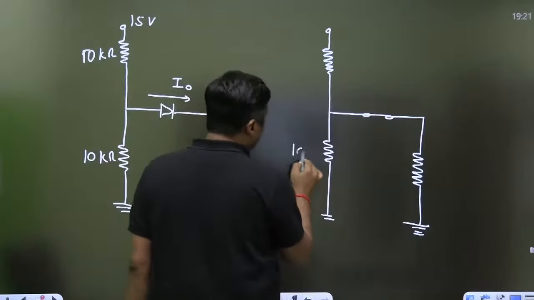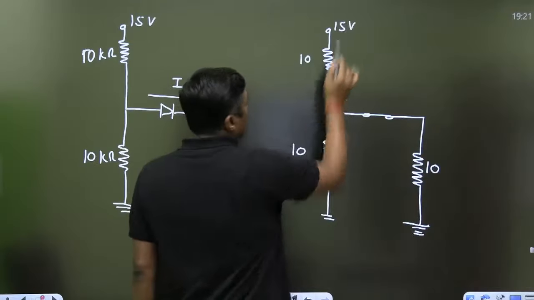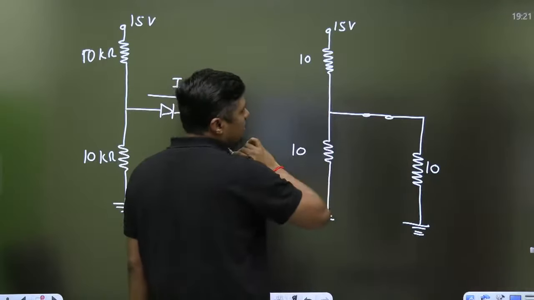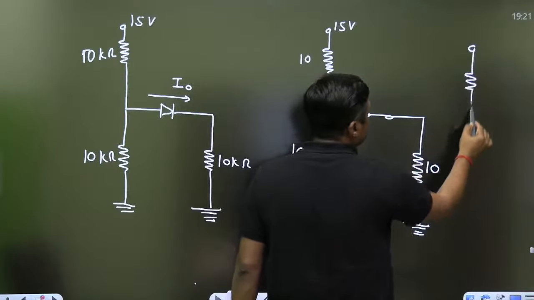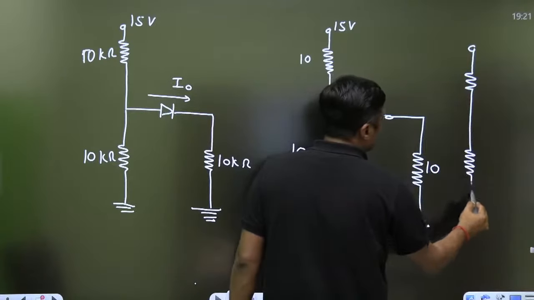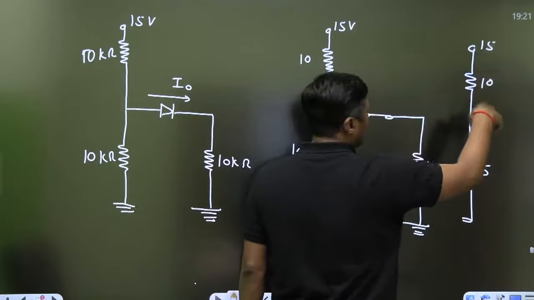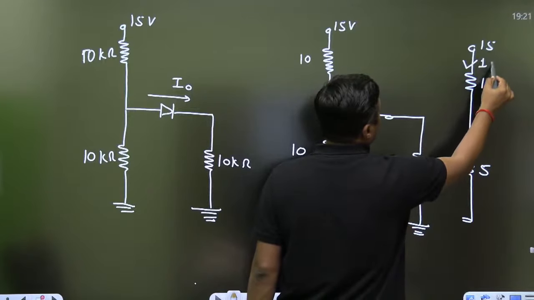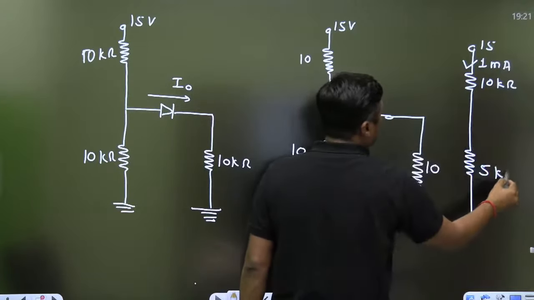So network means what? This 10 kilo ohm, this 10 kilo ohm, this 10 kilo ohm, this is a 15 volt. This 10 kilo ohm and 10 kilo ohm are in parallel, this 10 kilo ohm is in series. So what is the total resistance here? 5, 10, 15. This battery will give 15 divided by 15, 1 milliampere current. Because it is in kilo ohm, the current will be in milliampere.